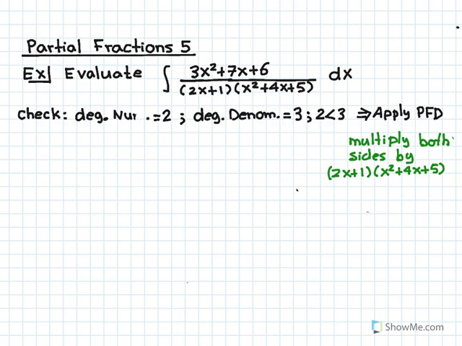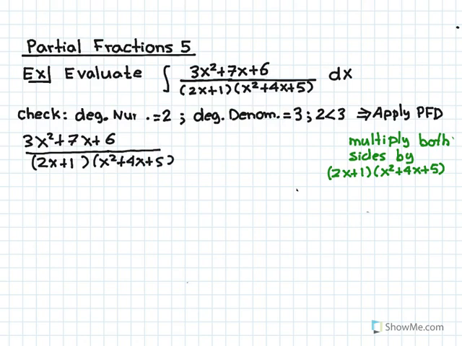So let's do that. We have 3x squared plus 7x plus 6 divided by 2x plus 1 times x squared plus 4x plus 5. And we apply the partial fraction decomposition. We get A over 2x plus 1, and for the quadratic term, we get Bx plus C divided by x squared plus 4x plus 5.